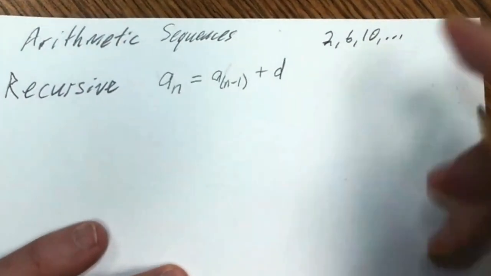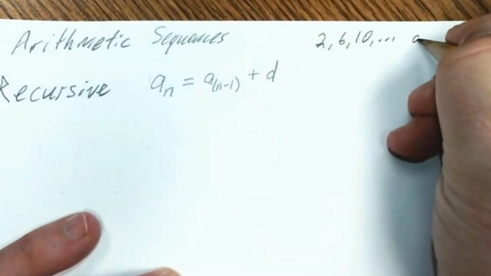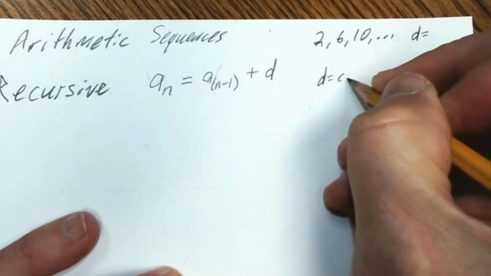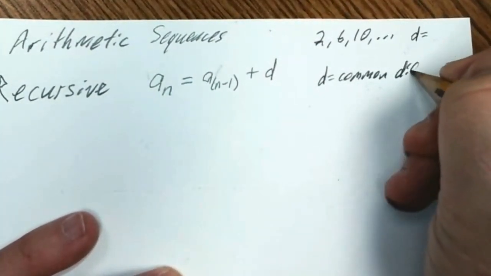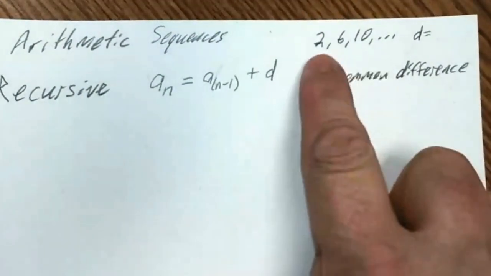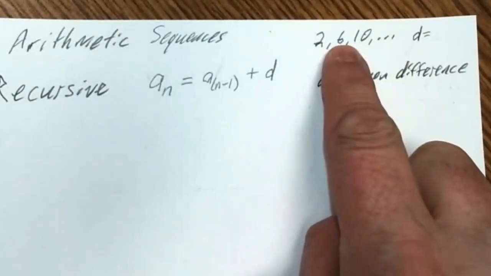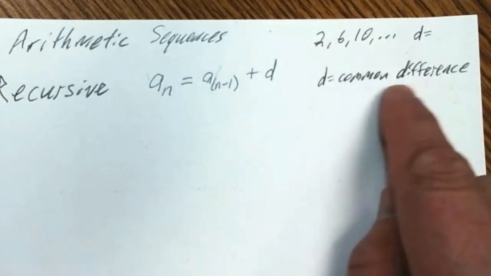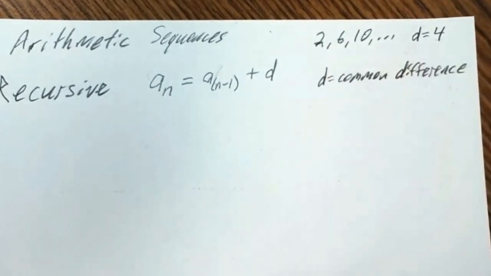2, 6, 10. So we know the common difference, and this is what D stands for. D is the common difference. Put this in our vocabulary: D equals common difference. That means, what does each of these have in common? What is the difference? When we subtract 10 minus 6, the difference is 4. When I subtract 6 minus 2, the difference is 4. They have that in common. So D equals 4 for this sequence.